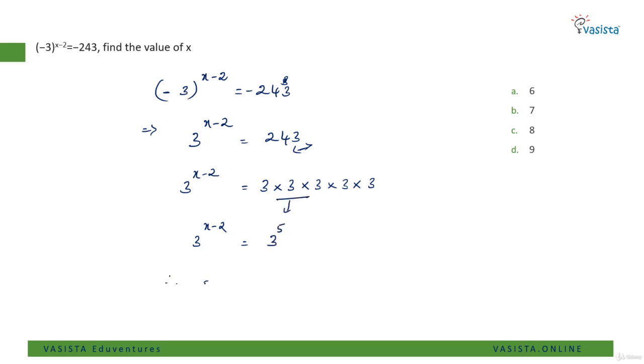So therefore, as the base is the same, x minus 2 is equal to 5, or x is equal to 5 plus 2, which is going to be 7. So option B is the right one.